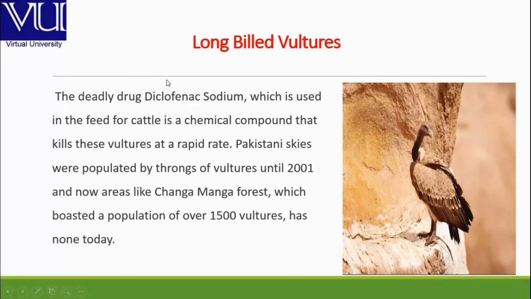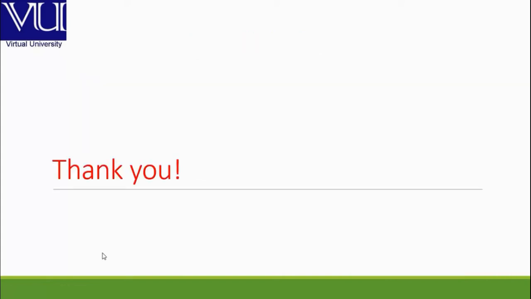And the last endangered species is the long-billed vulture. These creatures may seem sinister because they are flesh eaters, but they play an important role in Pakistan's ecological landscape. They feed off dead animals and are an important part of the Parsi community's ritual disposition of their dead. The deadly drug diclofenac sodium, which is used in the feed for cattle, is a chemical compound that kills these vultures at a rapid rate. Pakistani skies were populated by throngs of vultures until 2001, and now areas like Changa Manga Forest, which boasted a population of over 1500 vultures, have none today.